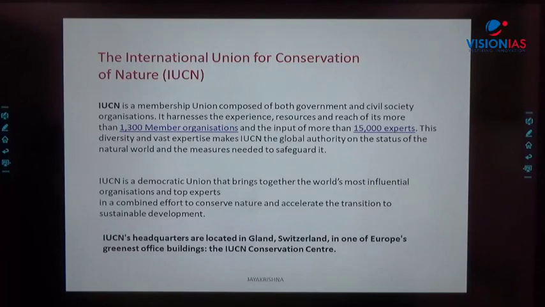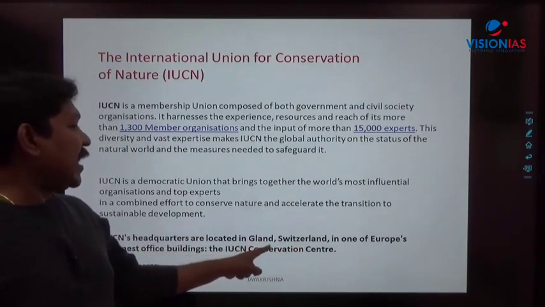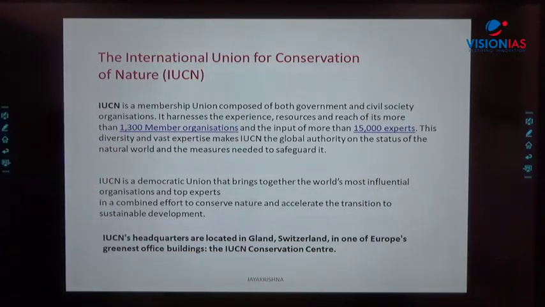Basically at France, later shifted to Gland, Switzerland. IUCN, established in the year 1948, was basically located in France, but later shifted to Gland, Switzerland. IUCN headquarters are located in Gland, Switzerland. Once upon a time it was in France, but later shifted to Switzerland. Clear? This is the introduction.